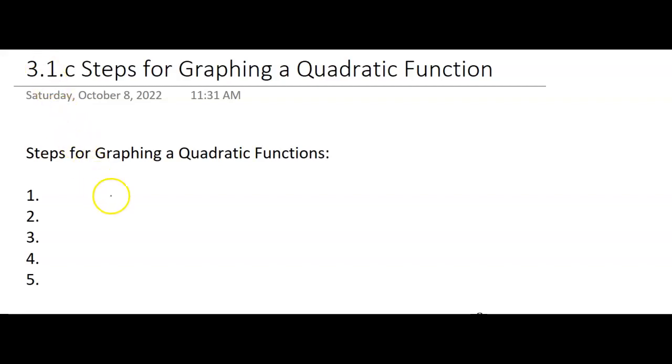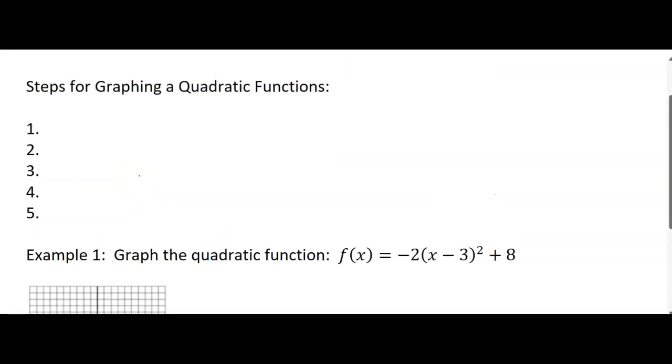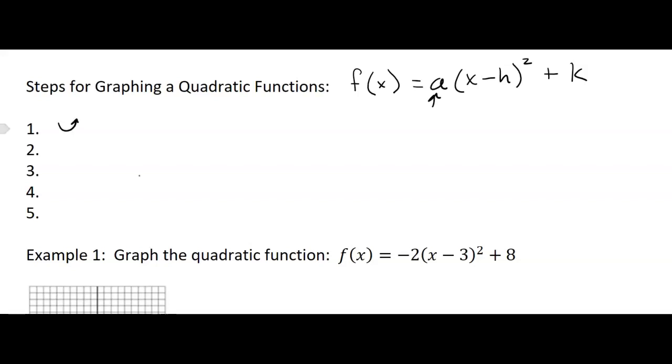So now we're going to practice graphing a quadratic function. We're going to give you 5 steps for graphing a quadratic function. First of all, it's going to be in this form, f of x equals a times x minus h squared plus k. Now, it doesn't always come in that form, but for right now, that's the form we're going to talk about. So you have to decide if it's right side up or upside down. So does your parabola go like this, or does it go like that?